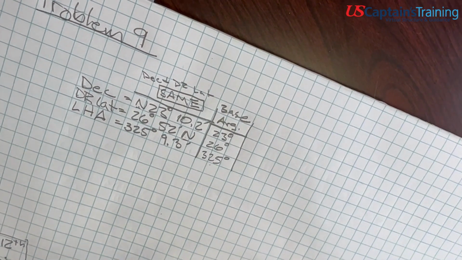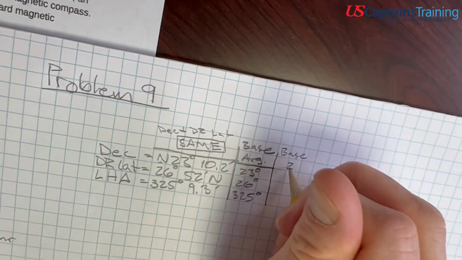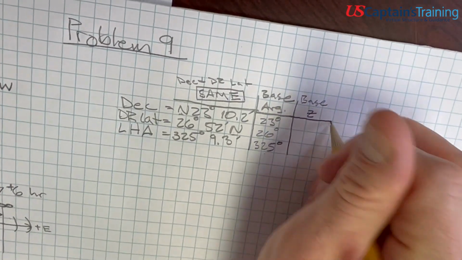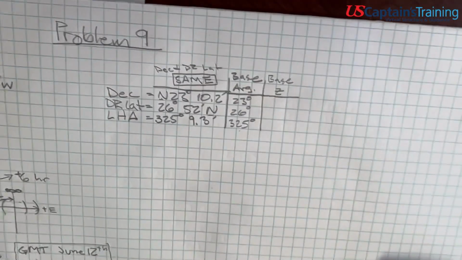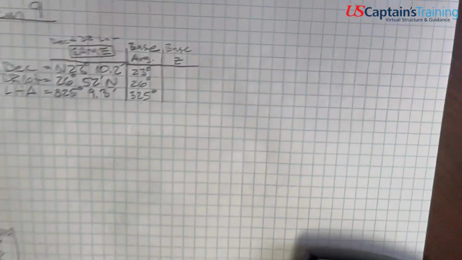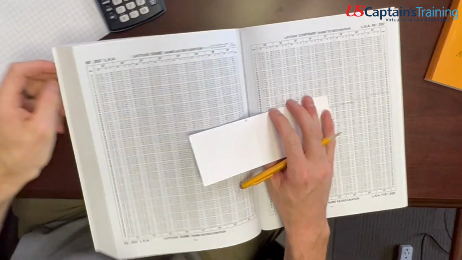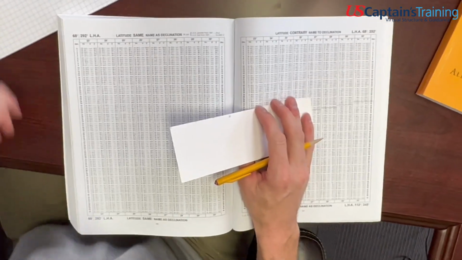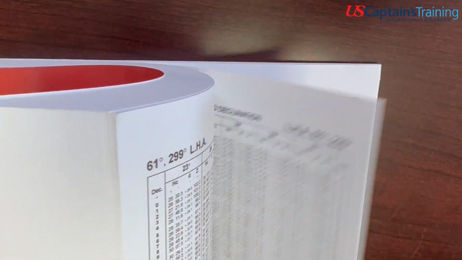Now let's get our base Z. We can get those with those base numbers. And Z is the angle. Let's get the base Z. These come from the sight reduction tables. So we look up the LHA 325. Let's see. Okay, they're going up.